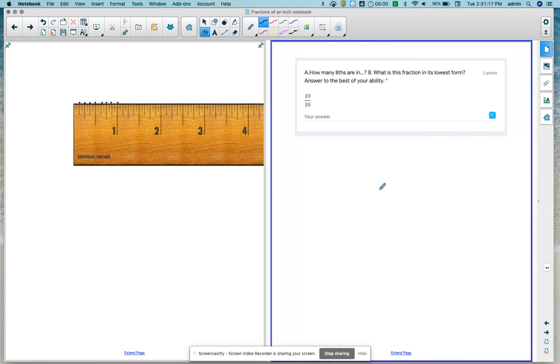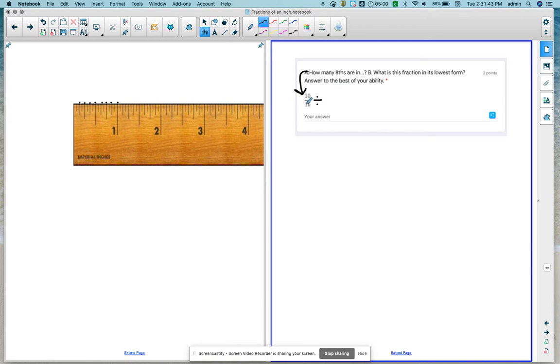At the end, you had a question that had several parts. There were even some questions that asked you to do both sixteenths and eighths. In this question, it says how many eighths are in, and they're asking about the fraction down here, 10 sixteenths. So what do I do to change a number from 16 to 8? Well, I have to split it up, which means I have to divide.